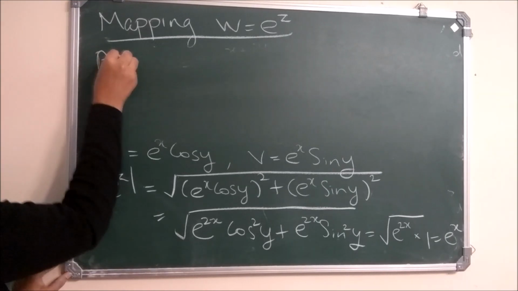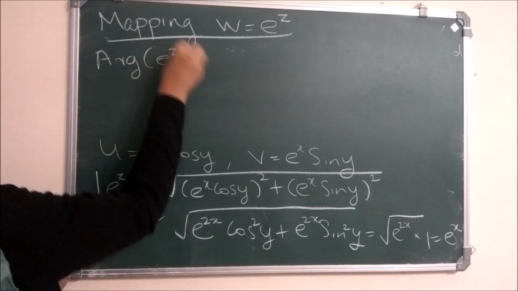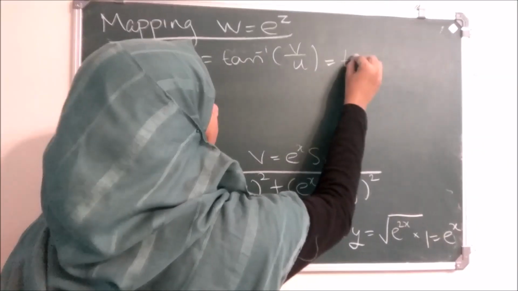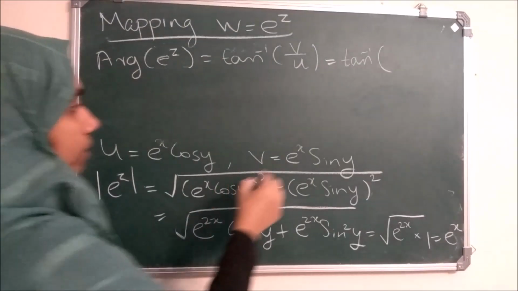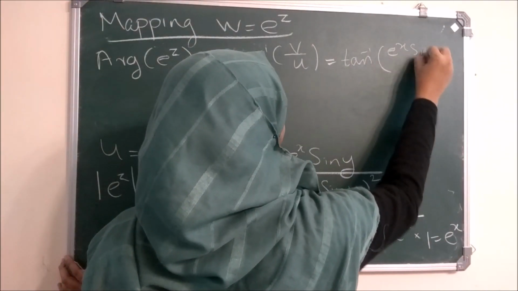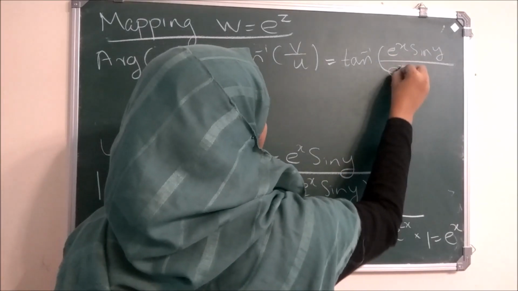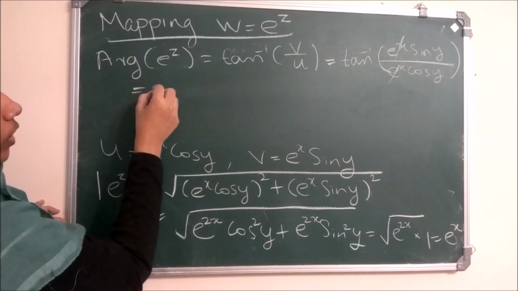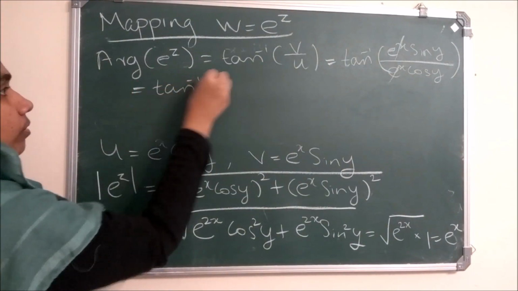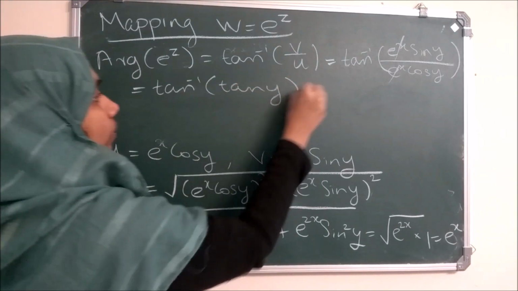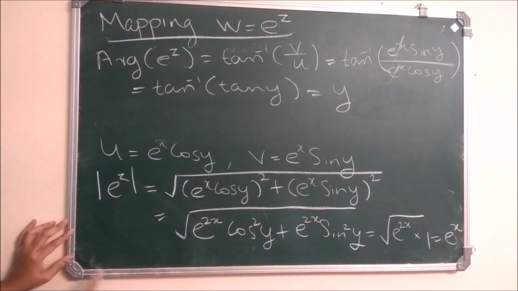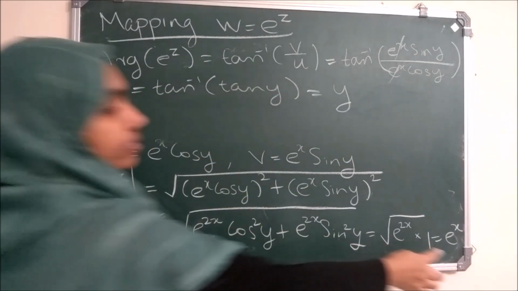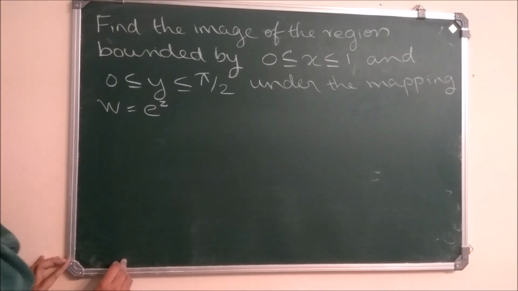Also the argument of e raised to z, we know, is tan inverse of v by u, which is equal to tan inverse of v, which is e raised to x sin y, by u, which is e raised to x cos y. So e raised to x can be cancelled, which is equal to tan inverse of tan y, which can be written as y. So you can see that the argument of e raised to z is y and the modulus of e raised to z is e raised to x.